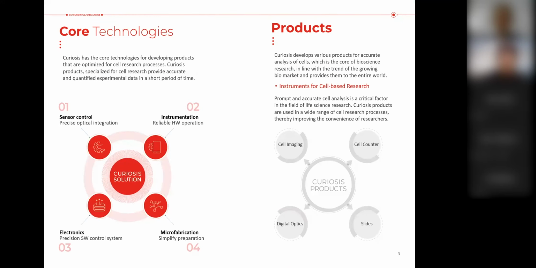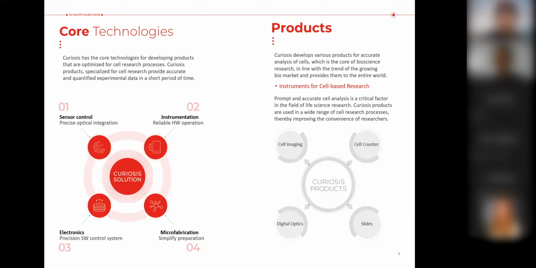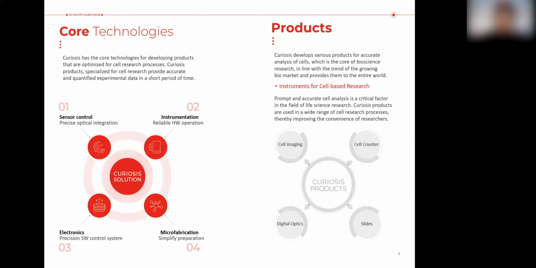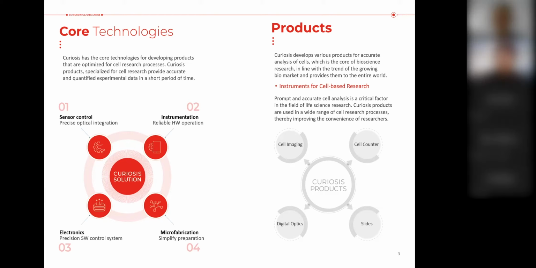The main core technologies that we have here at Curiosis are sensor control, instrumentation, reliable hardware operation, microfabrication, we simplify preparation, and electronics precision software control system. Apart from our headquarters located here in Seoul, we also have our very own factory located not too far away. All of the hardware and software are manufactured and developed in-house. Even the optics and the boards are developed and trademarked by Curiosis.